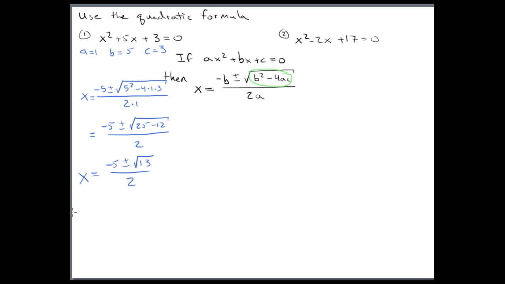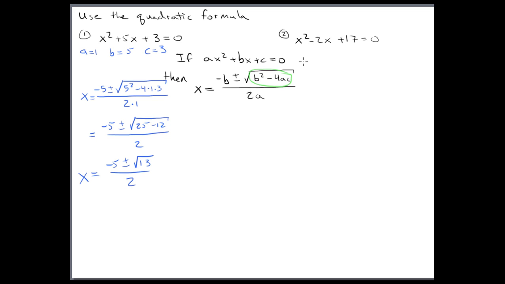Now I've gone ahead and simplified this a little bit so that we've got negative 5 plus or minus the square root of 13, because that's 5 squared minus 4 times 3, 13, divided by 2. We can't do anything with that, so we're just going to leave it as is. We're going to move on to our next problem. The square root of a prime number, I'm sorry, but that's as good as we can do with it.